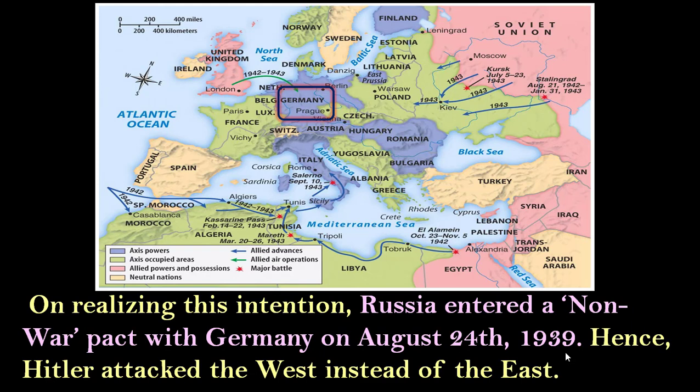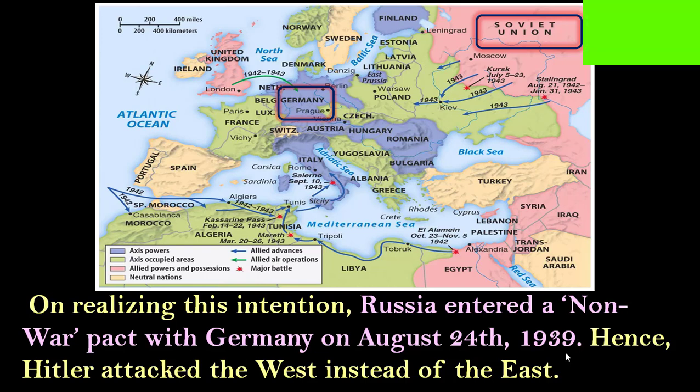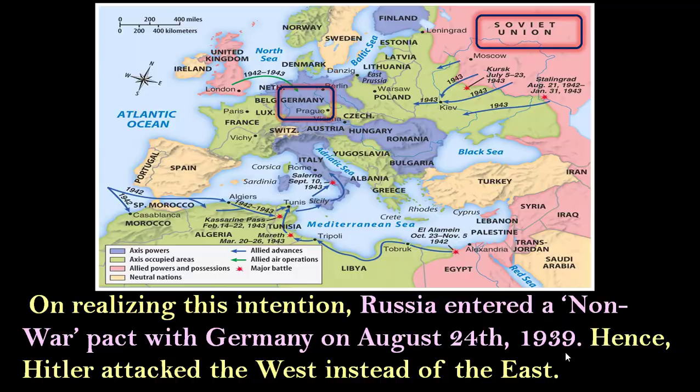Here it is, Germany and the Soviet Union. Russia took very careful steps with Germany. So it made the agreement with Germany, a non-war pact, on August 24th, 1939. Before, Hitler planned to attack the East, but now he changed his plan to attacking the West.